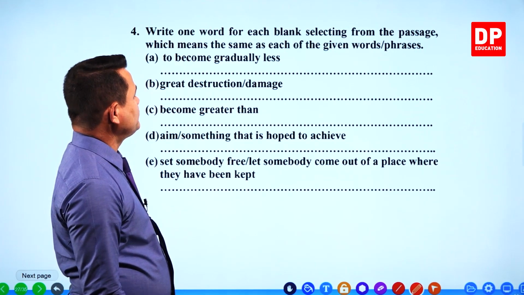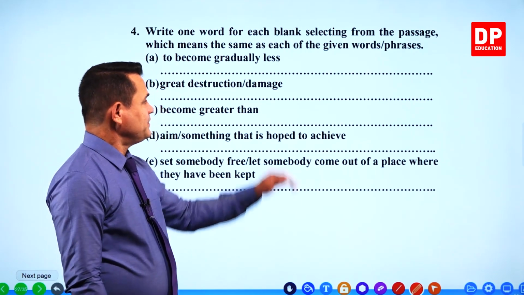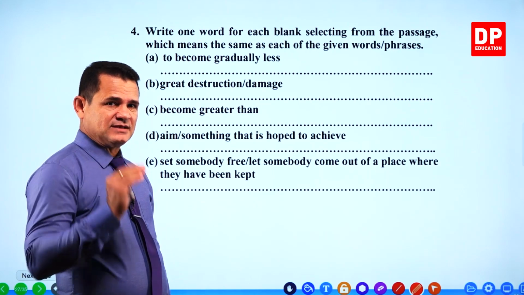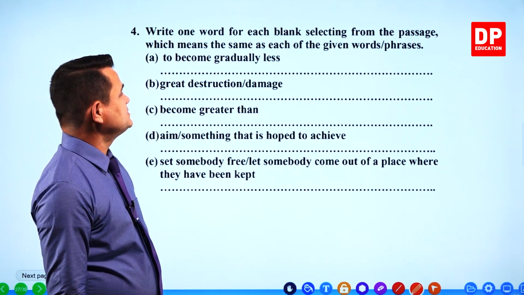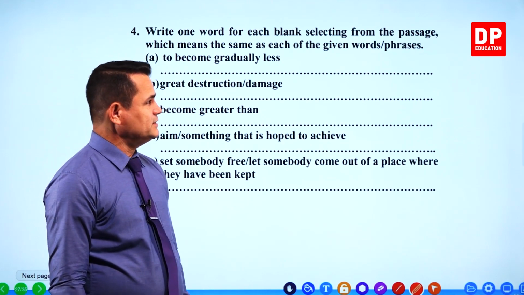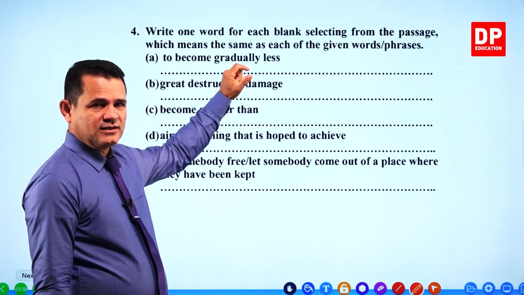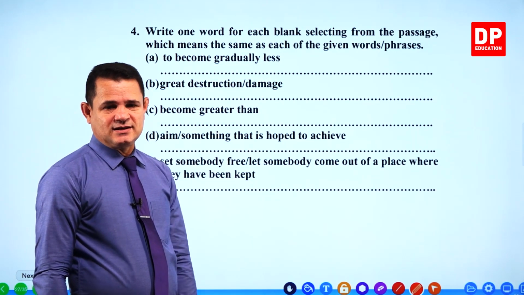Write one word for each blank selecting from the passage. මේ හිස්තැන් වලට write one word selecting from the passage. Passage එකකින් තෝරගෙන which means the same as each of the given words or phrases. මේ දීලා තියෙන එකේ ඒ අර්ථයෙන් මෙන්න තනි වචනයක් passage එකකින් හොයලා ලියන්න කියන්නේ.